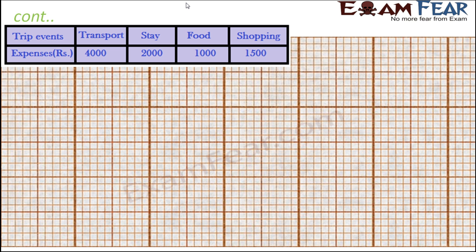So what do we do? On the graph paper, we first choose a horizontal axis and a vertical axis. So let's say this is a vertical axis and this is a horizontal axis. Right? So this time let us try to draw horizontal bars. So for that, let's represent the trip events on the y-axis, and let's represent the numbers, that is the expenses, on the x-axis. So our first step is done.